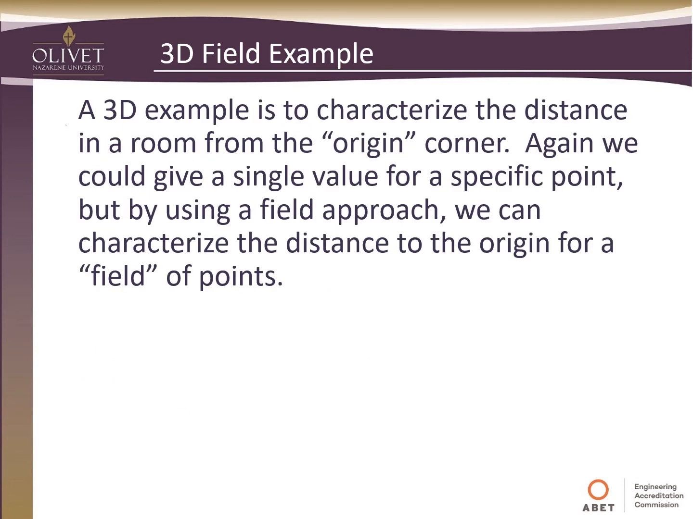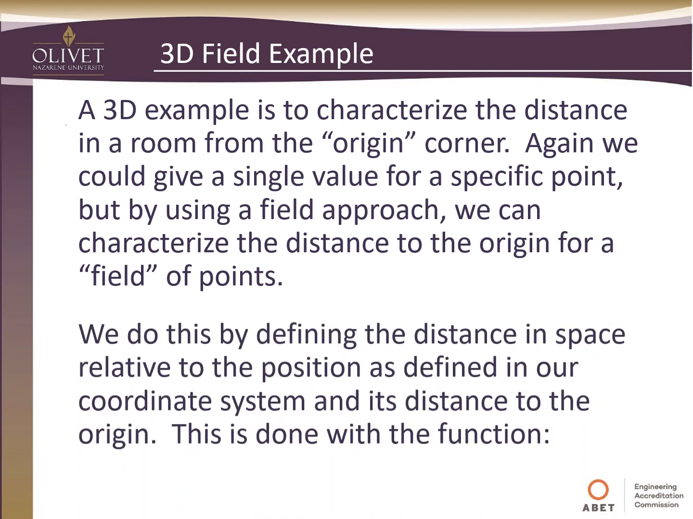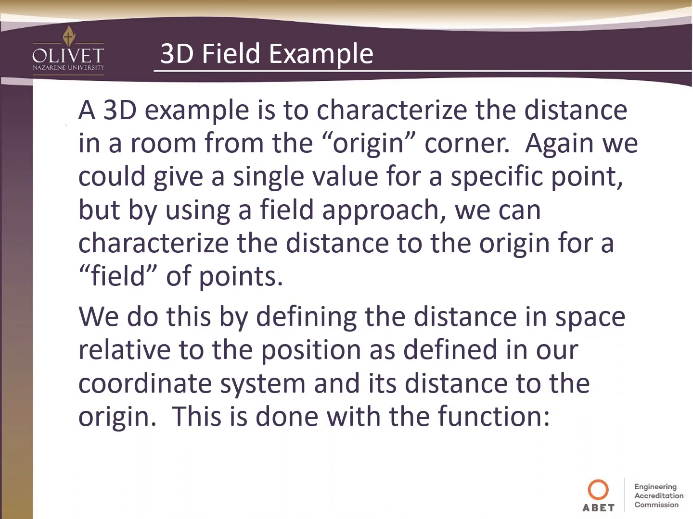A 3D example that we can look at is to characterize the distance in a room from the origin of the corner. Again, we can give a single value for a single point, but we want to characterize the field of points in a room. So we do this by defining the distance in space relative to a position defined in our coordinate system, and we'll just arbitrarily pick one corner and make it the origin.